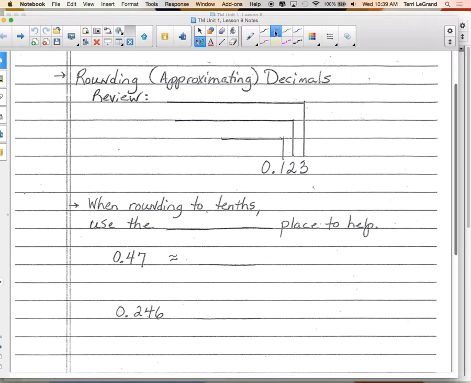Okay, the 1 is in the what place? Tenths place, okay? The 2 is in the hundredths place. The 3 is in the thousandths place. And they all need what at the end of them? THS. They all need that TH.